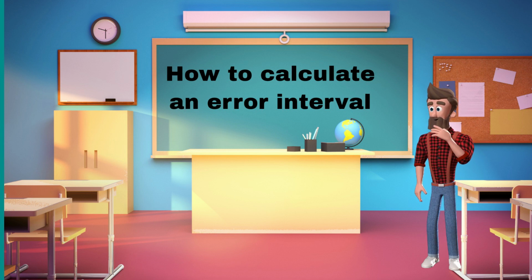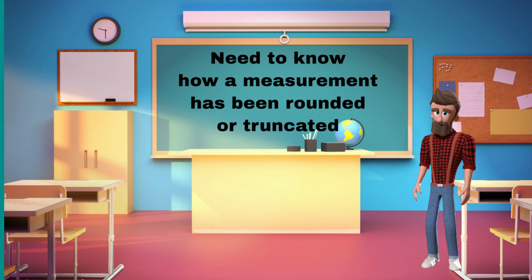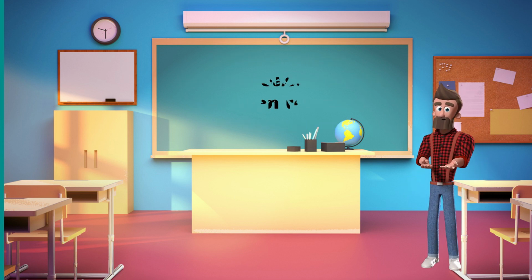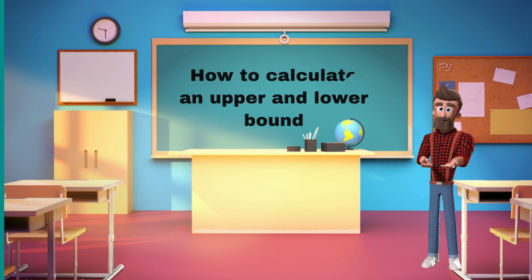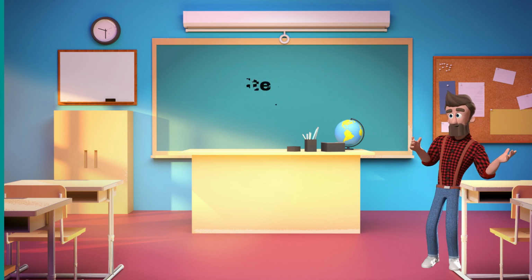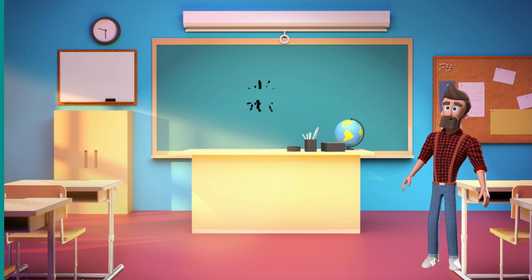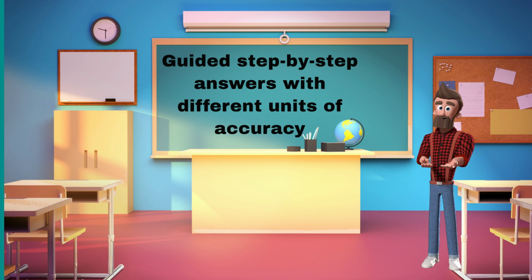In order to calculate an error interval, you will be given information on how a measurement has been rounded or truncated. This will be to a given number of decimal places, significant figures or unit. I will show you how to calculate an upper and lower bound for the measurement in order to write down its error interval. The video will work through a set of worked examples to cover all types of rounding and truncation.